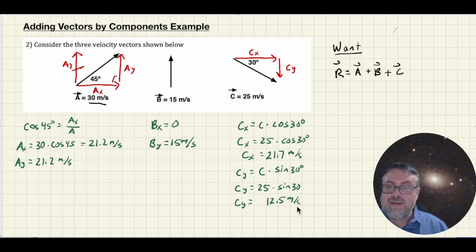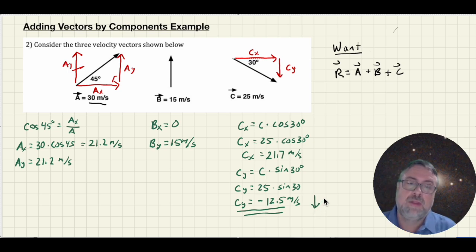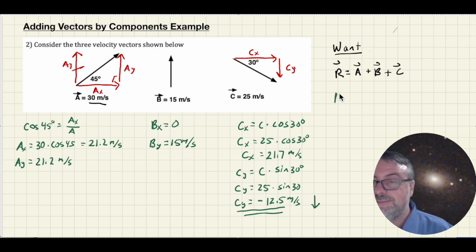meters per second, but that would be wrong if I calculate my R vector with it. I need to note that Cy is negative, so I need to put a negative sign in there because that component is pointing down. All right, now that I have my components, I'd like to put them together to find out what vector R is. But to do that, I simply add up all the x bits of my vectors and add up all the y bits.